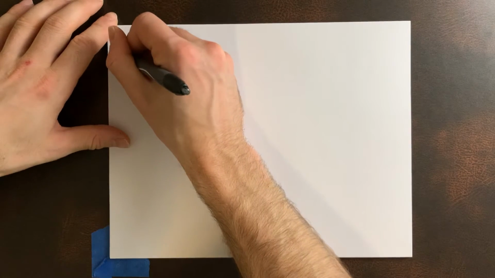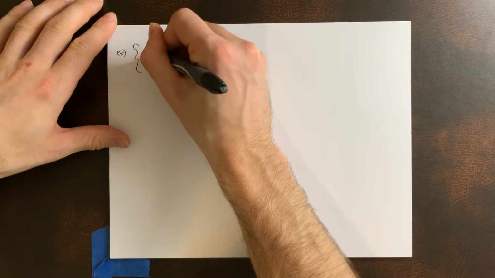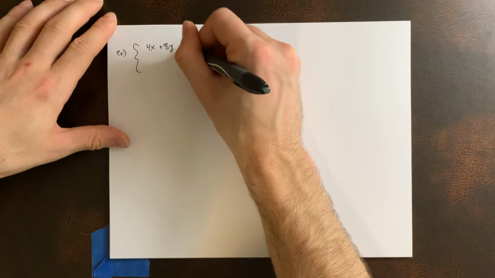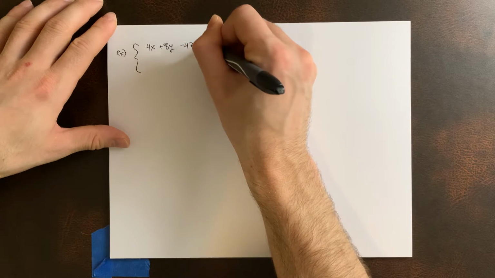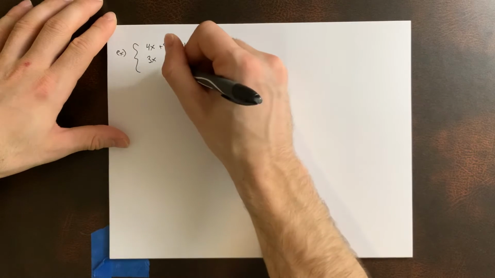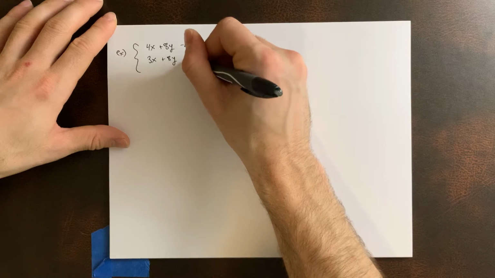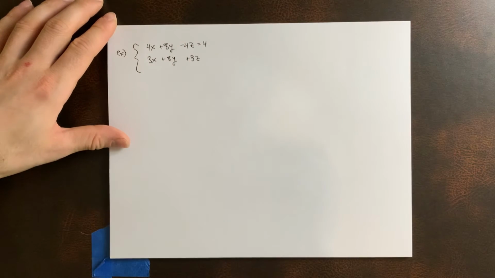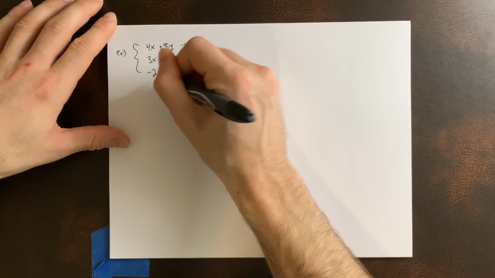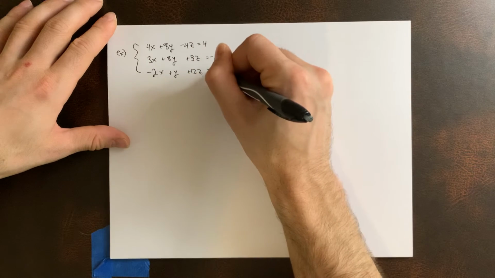So the example we're going to solve: 4x plus 8y minus 4z is equal to 4. 3x plus 8y plus 5z is equal to minus 11. Then minus 2x plus y plus 12z is equal to minus 17.